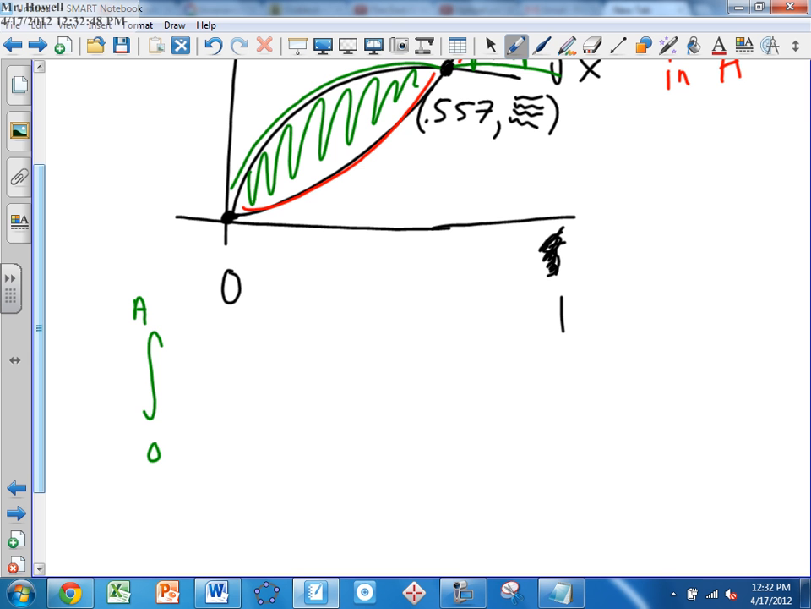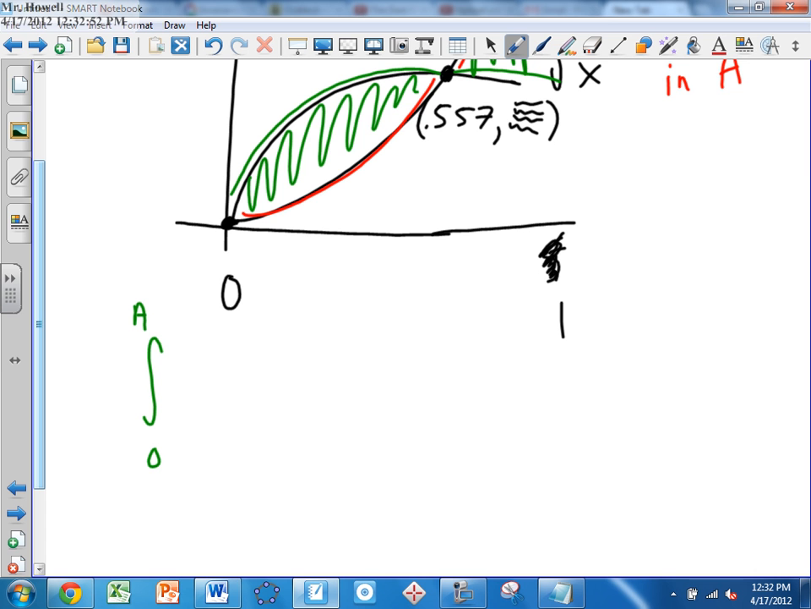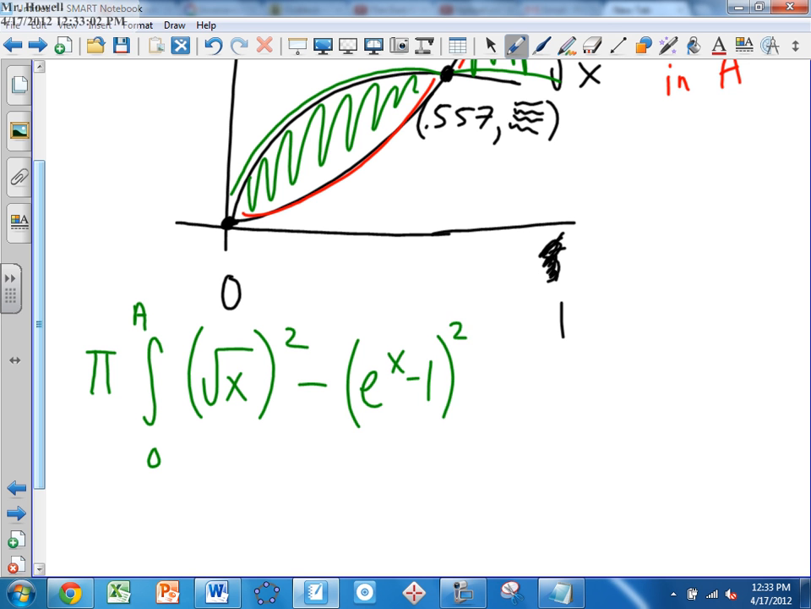Okay, so now we're doing the upper minus the lower, or the outer minus the inner. The outer is radical x, that radius squared, minus the inner radius, which is e to the x minus 1, quantity squared, dx. That's the volume that comes from the first part only. That's the volume that comes from the region R1.